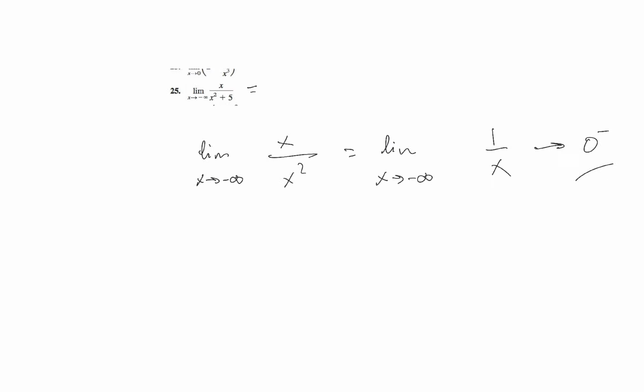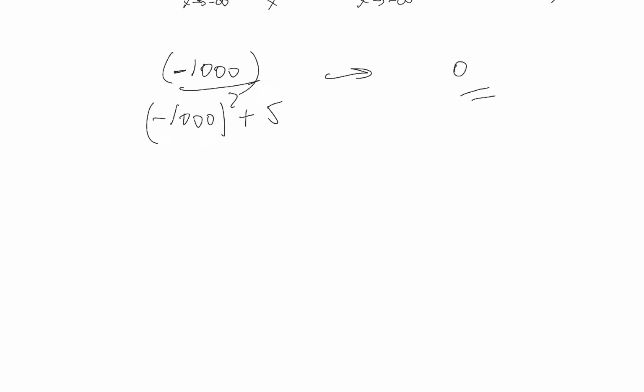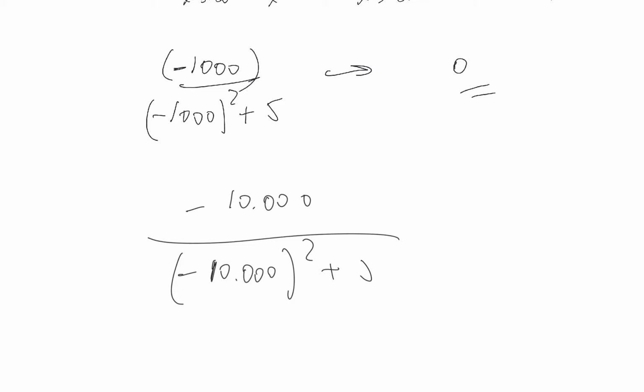So how can you check it? You can also put a big negative number, let's say minus 1000 divided by minus 1000 squared plus 5, and you see if it approaches 0. Later on, you put minus 10,000 divided by minus 10,000 squared, which is a positive number, plus 5. And you will see that it approaches more to 0, and so on.